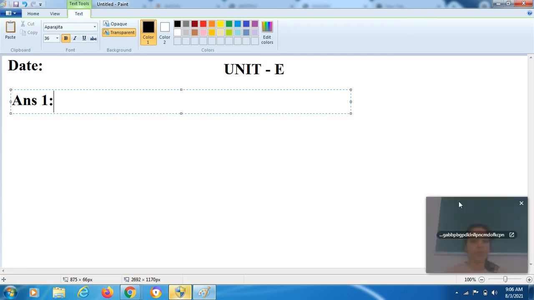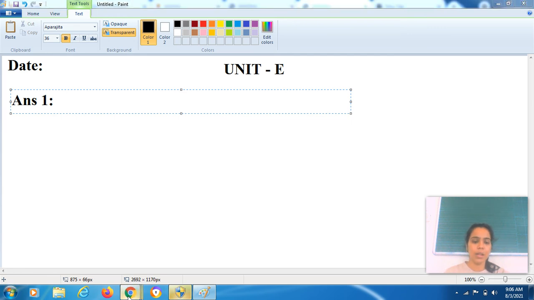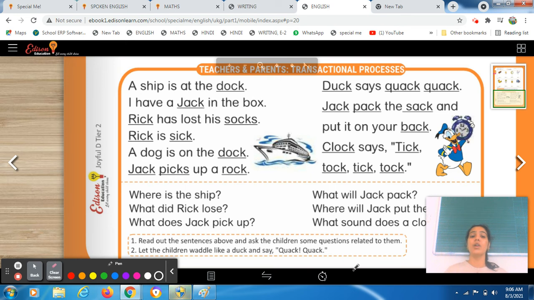So let's read the very first question, students, and then we will write the answer. So where is the ship? And there is a question mark. Why is there a question mark? Because we are asking a question. When we are asking something, with which symbol do we show it? This question mark. So where is the ship? We will read it in the very first line. So the ship is at the dock. Where is the ship? The ship is at the dock. So that is our answer.